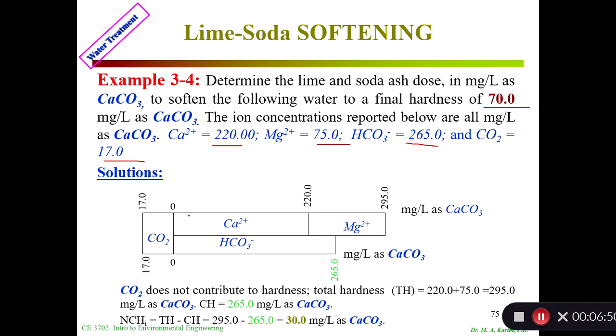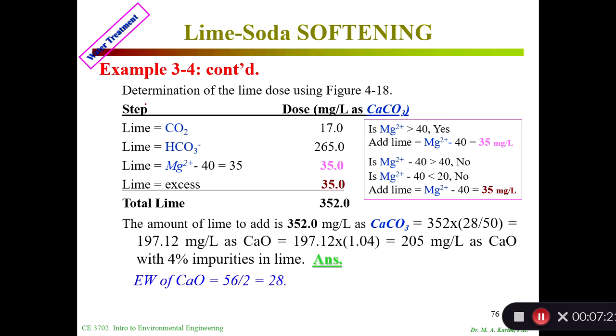Okay, the same way I plotted this one, 17 to 20, and with 75 the total would be 295. This is 265, and the amount above it would be my non-carbonate hardness. So total hardness is 295 as calcium carbonate, carbonate hardness is 265, so the initial non-carbonate hardness would be 30. Remember the color, all of those. So now we'll calculate the lime for that. Lime is the same as the carbon dioxide, and the same as the carbonate.